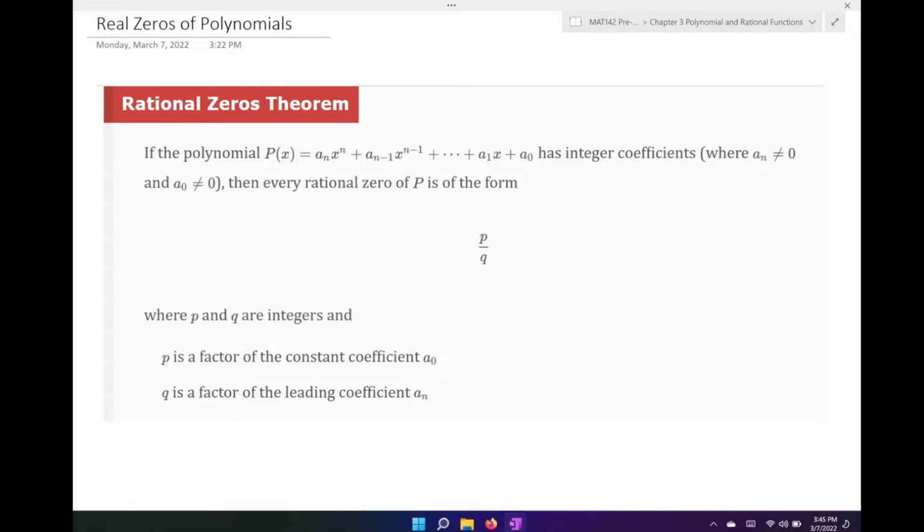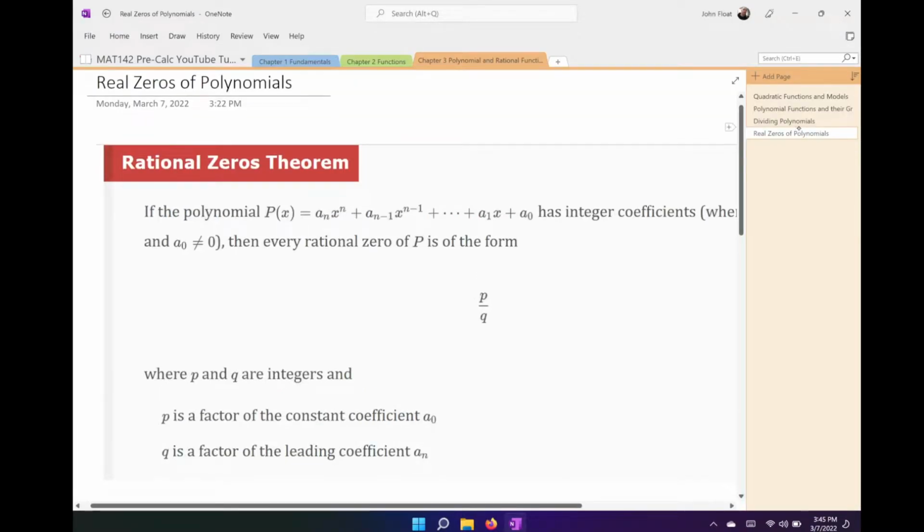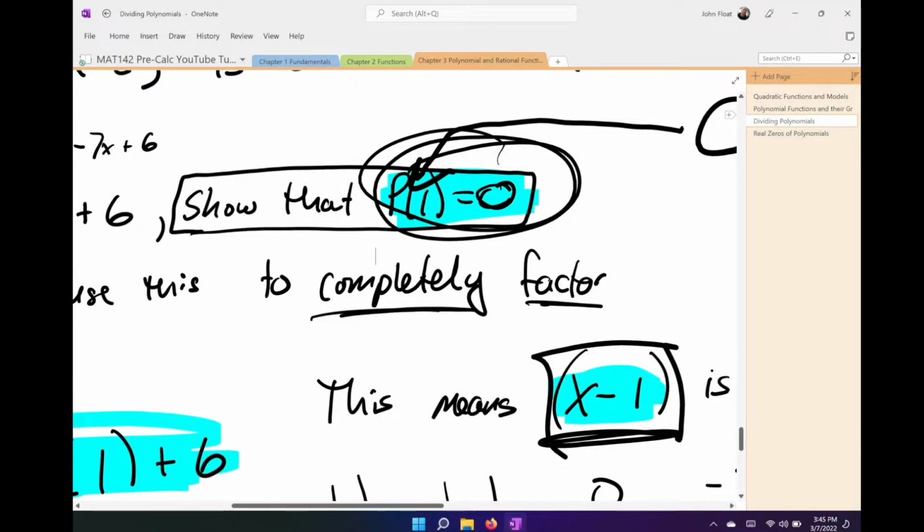Hi, everyone. So in this video, we're going to be talking about real zeros of polynomials. Real meaning real numbers. All right. So before I even discuss this rational zeros theorem, I want us to go back and look at that previous problem that we were talking about here.